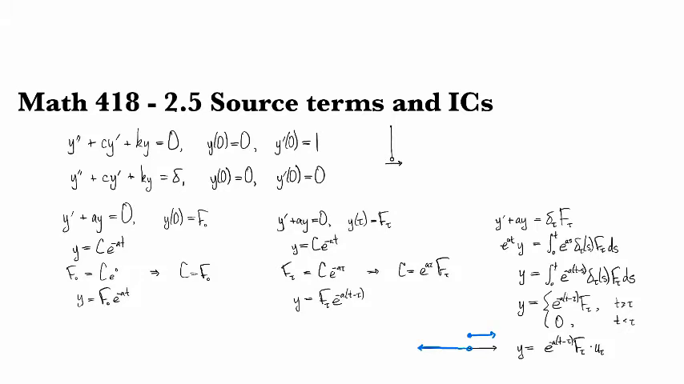So this is u of tau, because this over here is 0 and this point here is tau. So that's the function that I'm looking at.